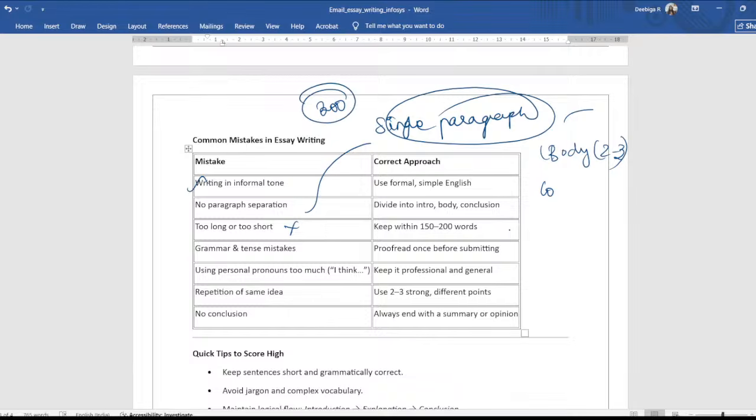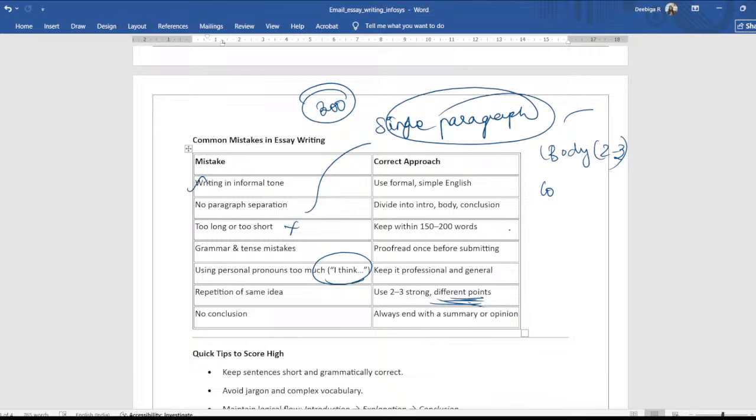Other mistakes are grammar or tense mistakes. Regarding personal pronouns, don't use I too much. Talk from a third person's perspective. Avoid repetition of the same idea. You have to use different points, so just think of something new. And don't write without any conclusion.